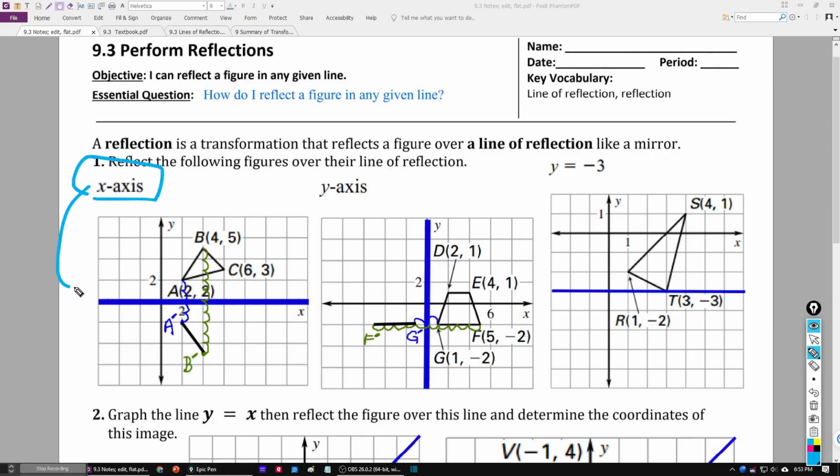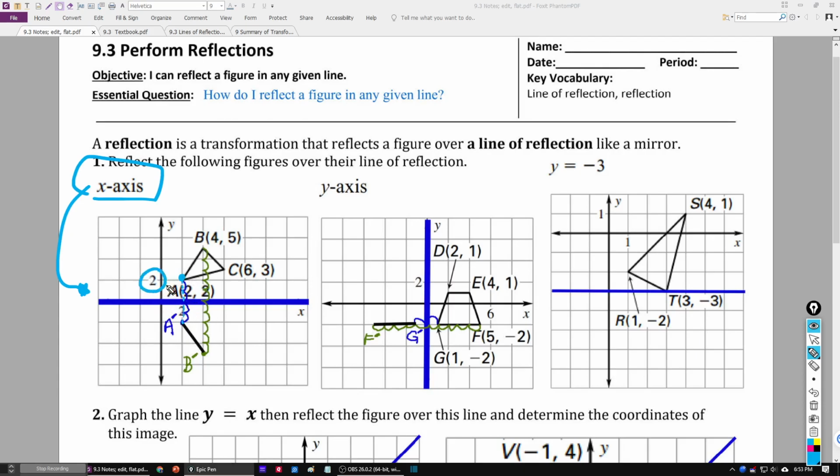So x-axis, that was nice and easy. So please, on your notes, make this line of reflection nice and distinct. Maybe even draw an arrow towards that. That's the x-axis. And then take 1 point at a time. So I've already done point A for you. And remember, your line of sight has to be perpendicular to the line of reflection.